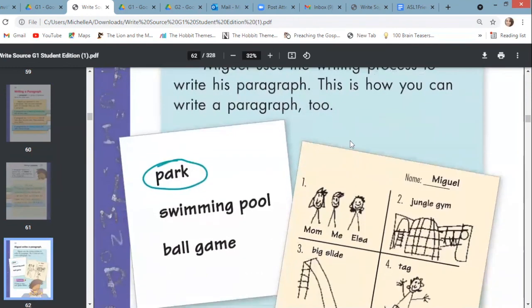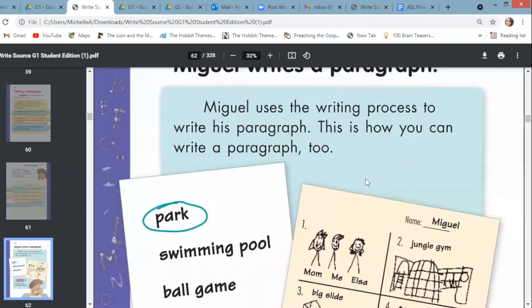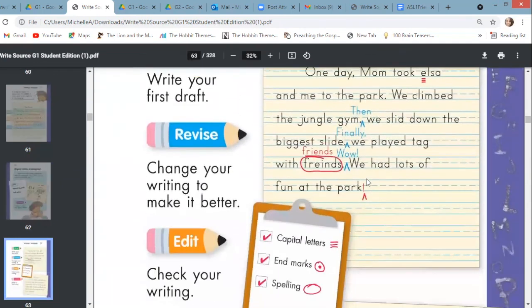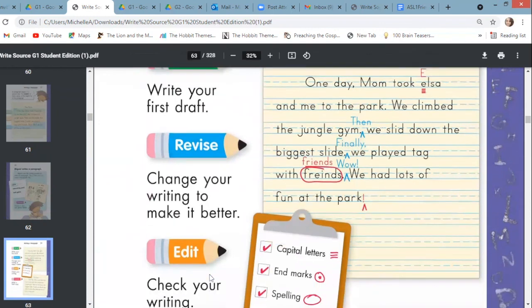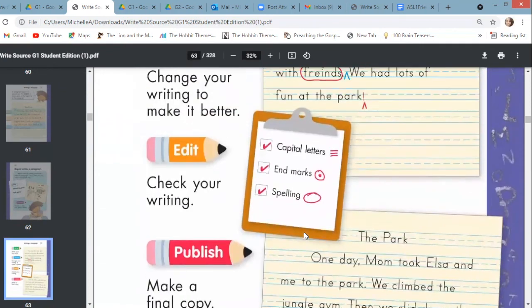So in terms of the writing process, he does a little map. So you brainstorm. Well, how am I going to organize my work? So you write your first draft, then you check it to make sure that it's okay. And then you edit to make sure that you have all your capital letters, your end marks, and your spelling. And then you're ready, okay?